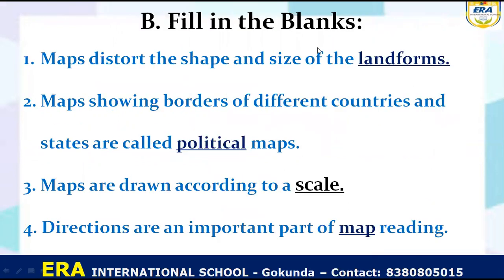Then question B, fill in the blanks. Maps distort the shape and size of the landforms. Second, the map showing the borders of different countries and states is called a political map. So a political map shows the borders of different countries and states. Third, maps are drawn according to the scale. You know that scale is used to draw the map. And directions are an important part of reading maps. Without direction we can't read the map.